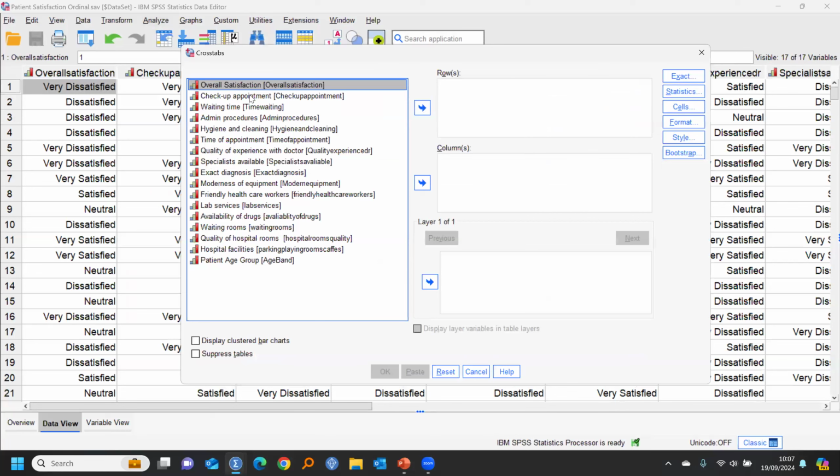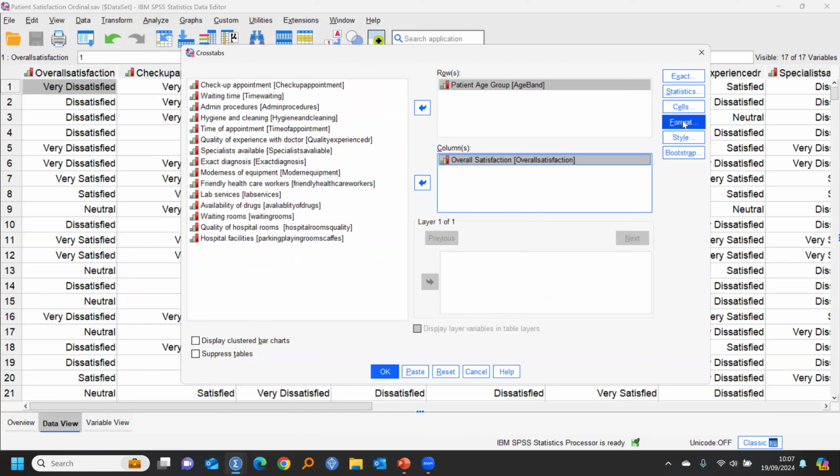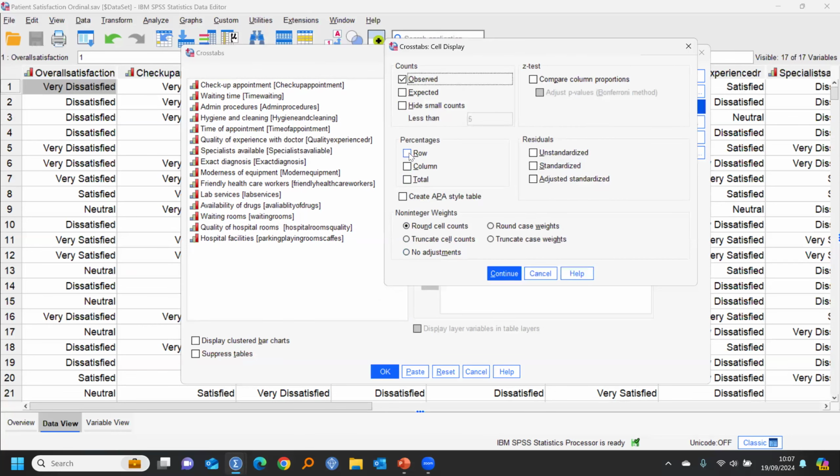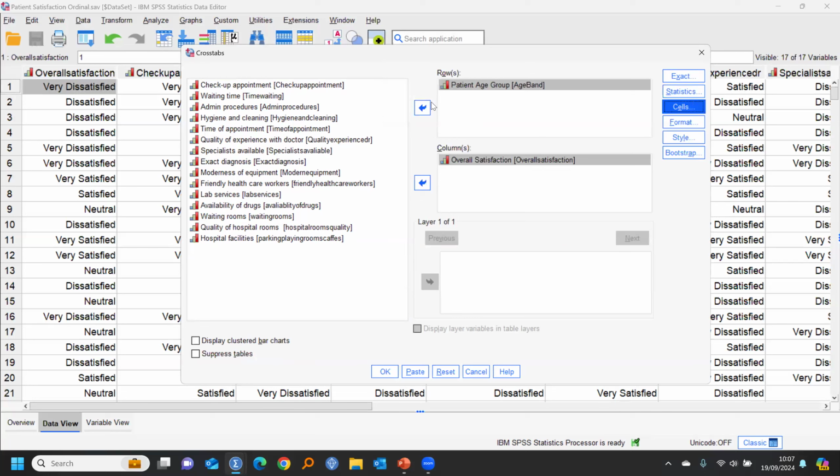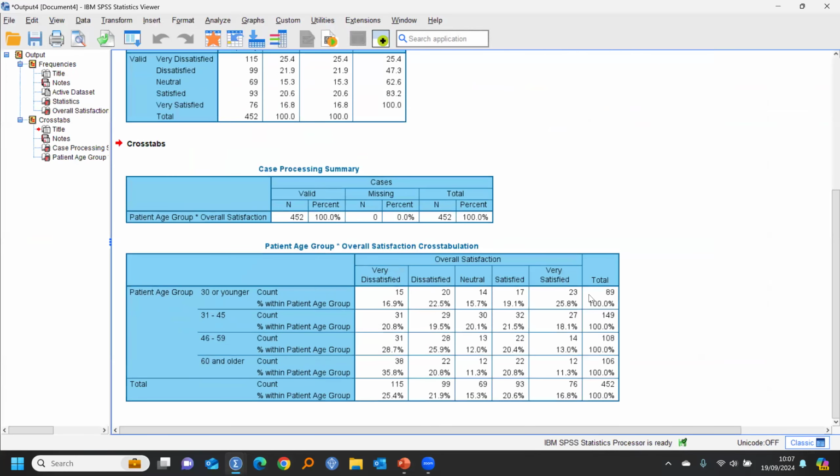And once you're in crosstabs, it doesn't really matter which variable goes where, but I'm going to put age into the rows. And I'm going to put the variable overall satisfaction into the columns, and I'm going to go to cells and ask it for row percentages. So I'm looking at the percentage of each age group in terms of the satisfaction. If I click OK at that point, I just get a simple table coming out showing me the counts, how many people who are 30 or younger and very dissatisfied, but also very importantly, the percentages here.